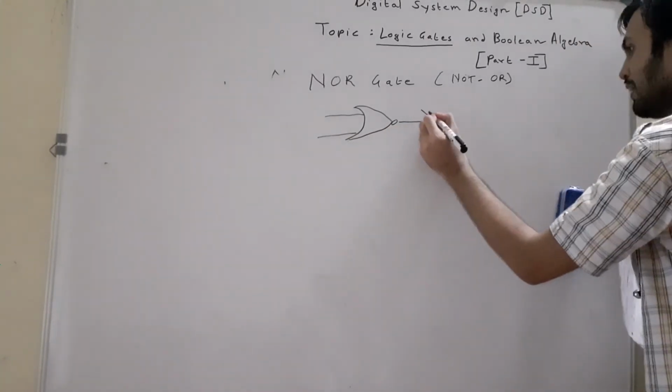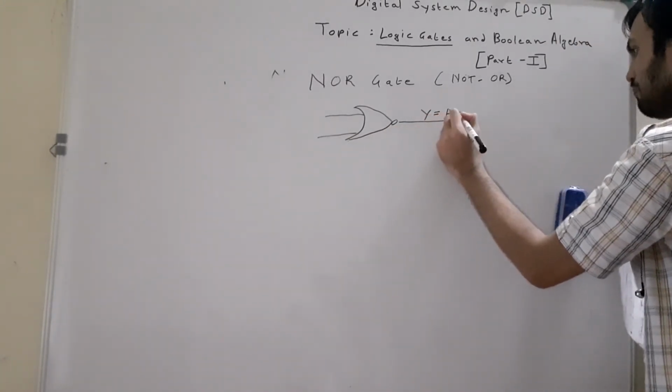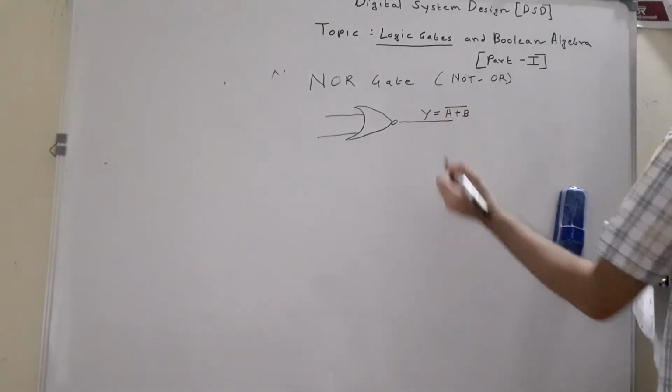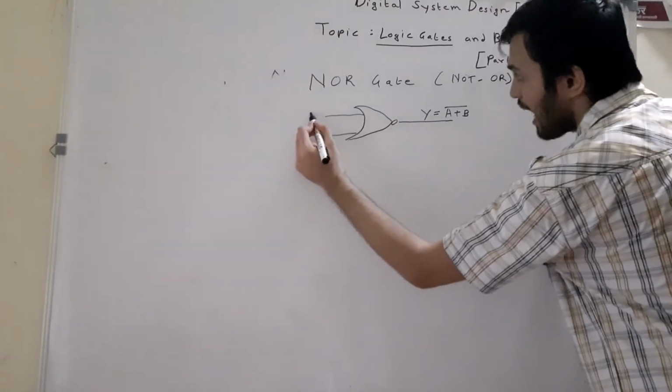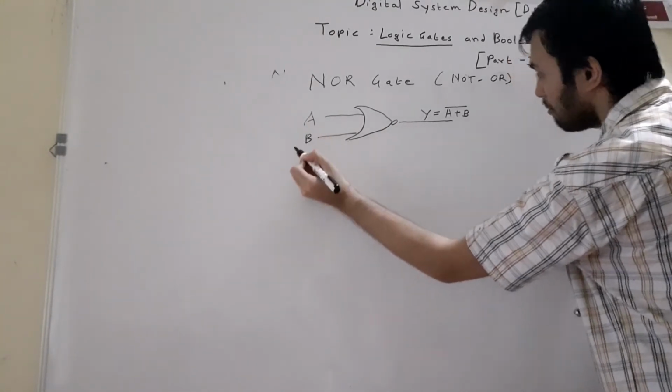So what is its answer? Y is equal to A plus B, the whole complement or inversion. Complement because this bubble is present over here, and A and B are its input combinations.